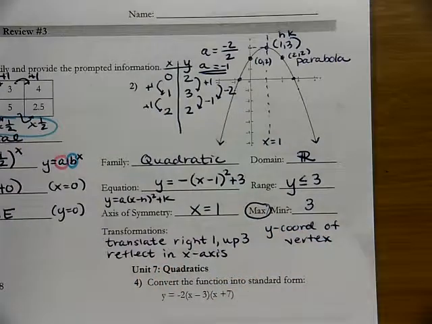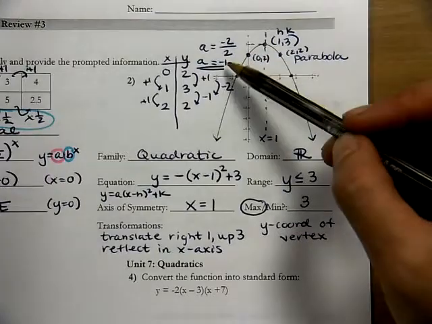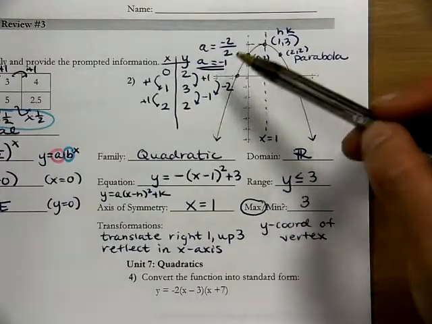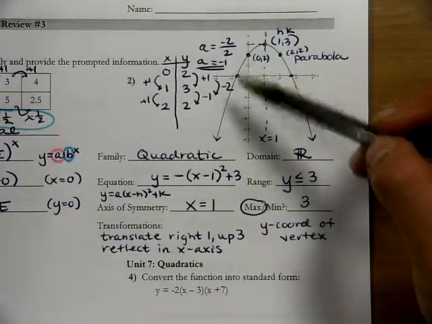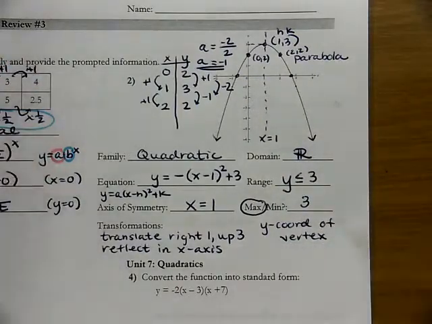I'm also opening down, or my a value is negative 1, so that is a reflection in the x-axis. I have to consider is there a vertical stretch or shrink. Because a is negative 1, the negative reflects it, but the 1 makes it the same width as the parent function, so I'm not vertically stretched or shrunk. So that is it for number 2.